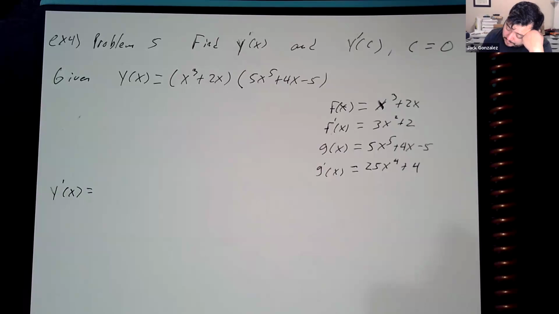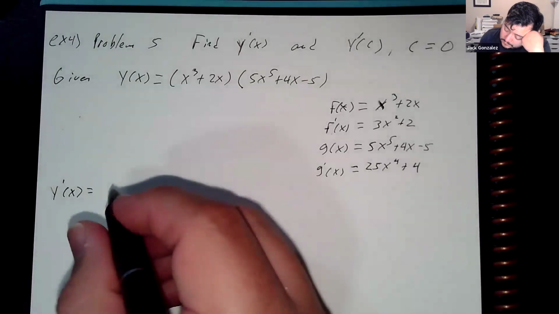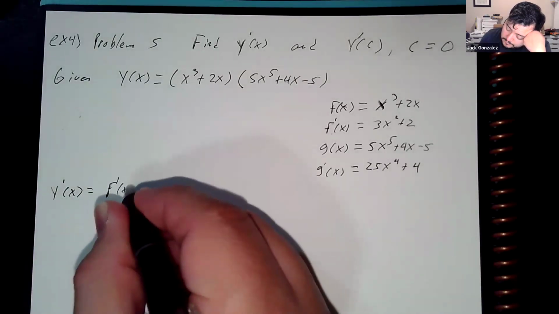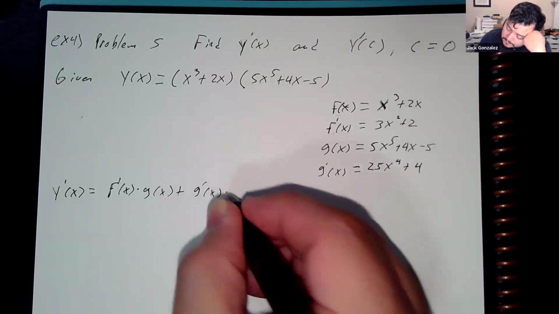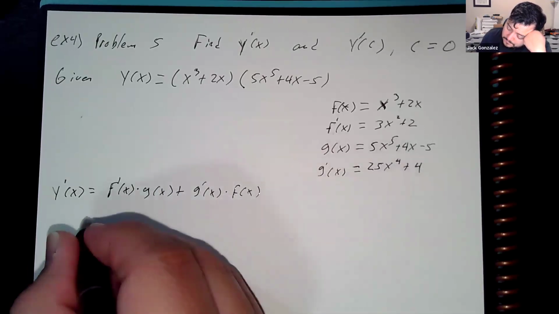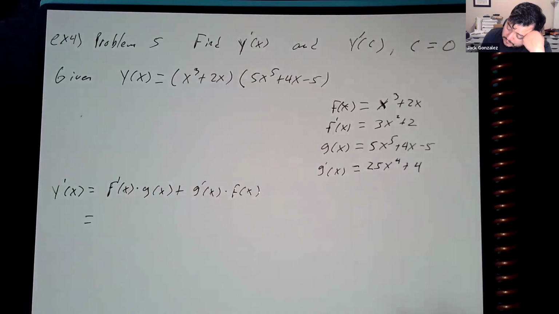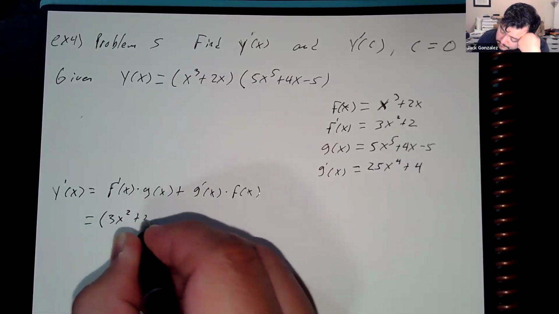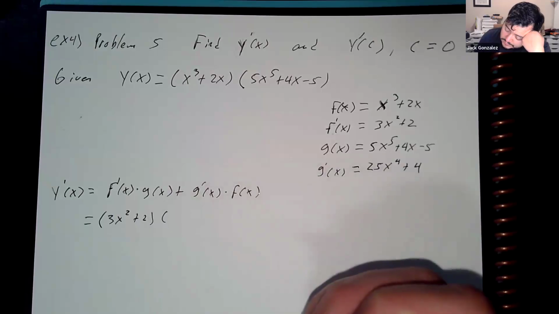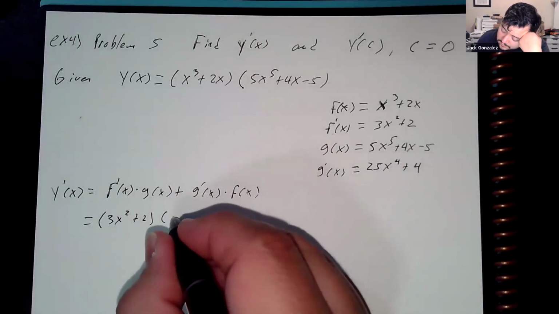All right. So y prime is equal to f prime g plus g prime f. So find your derivative, so that's going to give us 3x squared plus 2 times g, using this ugly thing.